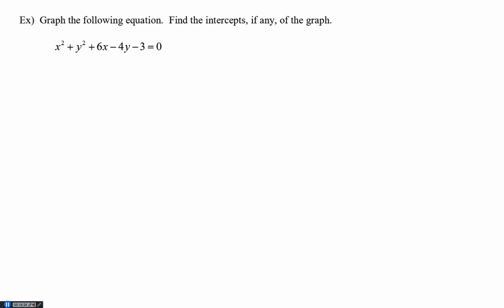So here's general form: x squared plus y squared plus 6x minus 4y minus 3 equals 0. It's not clear to us what h, k, and r are. So let's see if we can figure out what the center and radius are. Let's rearrange it, use the commutative property, and put the x's next to each other, the y's next to each other, and the constant, the one without a variable, on the other side. Then we can complete the square for x and complete the square for y.